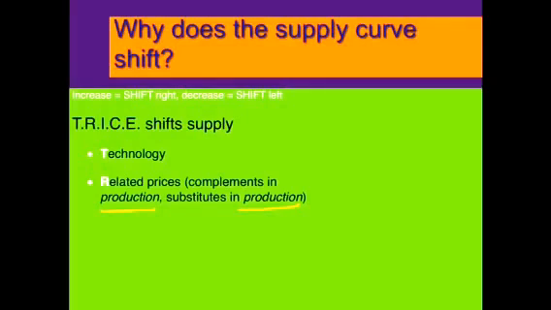Let's give you an example. If the price of a substitute production good rises, producers might shift production towards the higher priced good, causing a decrease in the supply of the original good. Again, if the price of a substitute production good rises, producers might shift production towards the higher priced good, causing a decrease in supply of the original.